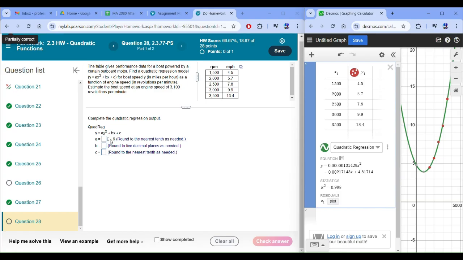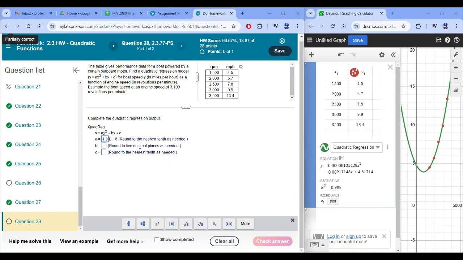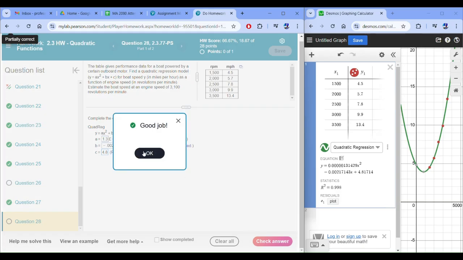E to the negative 6. So that's going to be 1, 2, 3, 4, 5, 6. So 1.3 e to the negative 6. Round to at least 5 decimals. Negative 0.12345. And C round to the nearest tenth, 4.8. Boom, be 4.8. My goodness, these are some crazy numbers, but I got it, first try.